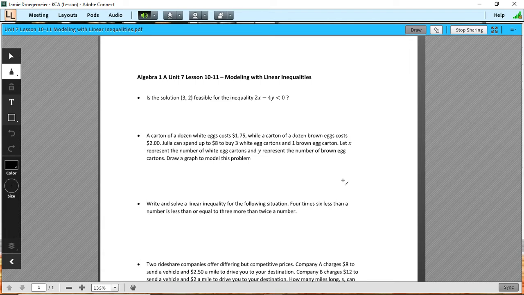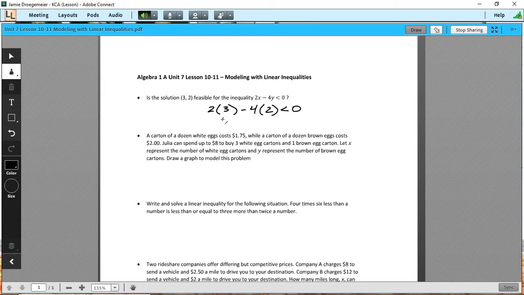And this first question here is just asking us to look at this inequality and say if this point that they've given us, or this ordered pair (3, 2), is a feasible solution. Is it a reasonable solution for that inequality? All we need to do to determine that is plug in those values for x and y. So 2 times 3 minus 4 times 2. This is the x value, this is the y value. Needs to be less than 0.